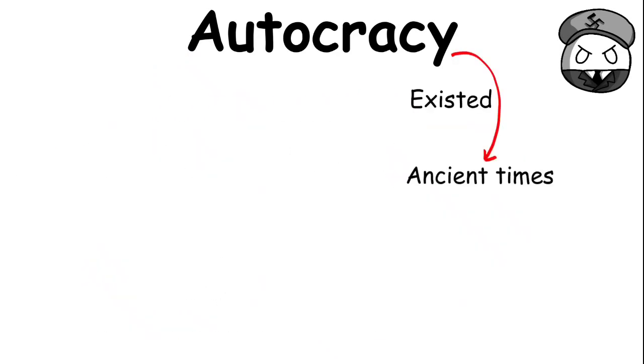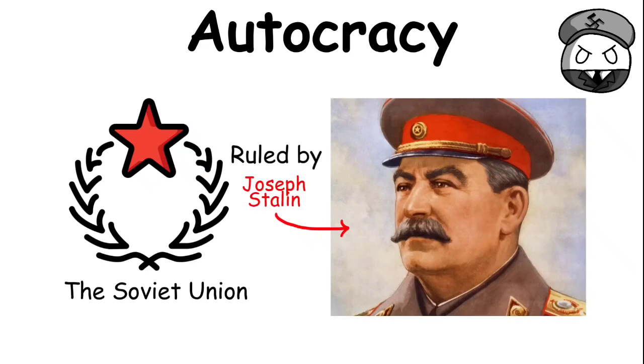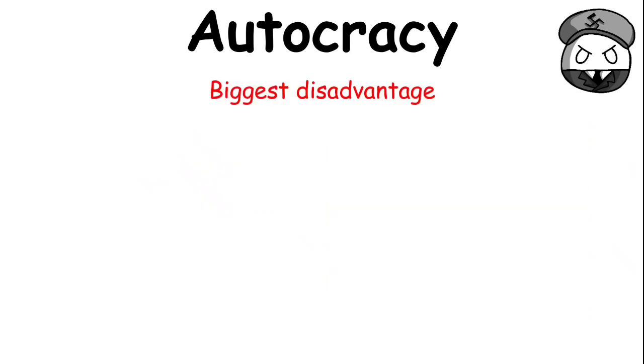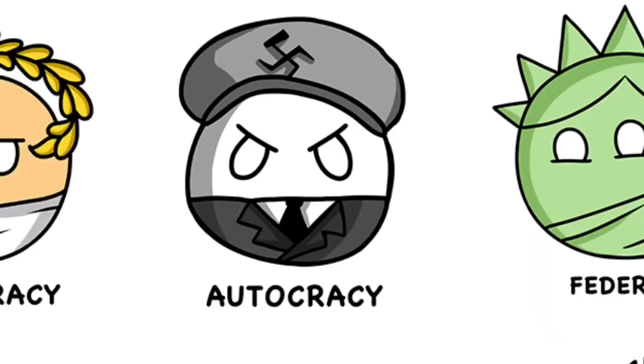Autocracies have existed since ancient times, usually in absolute monarchies, where the king's word is the law. The Soviet Union, once ruled by Joseph Stalin, is one of the more recent examples of an autocracy. The biggest disadvantage of an autocracy is the potential abuse of power by the autocrat, who may become a dictator.